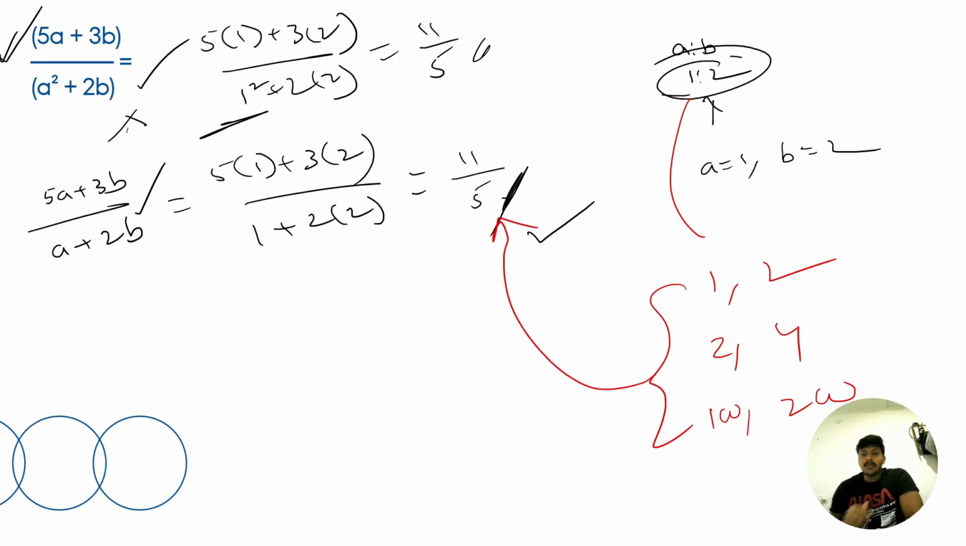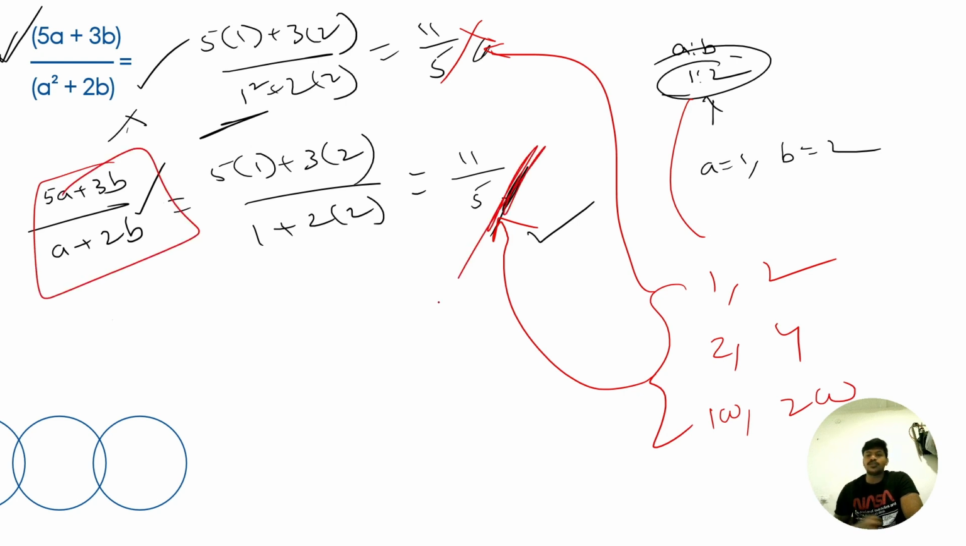If you want, you can check. But if you change the values here, you are not going to get the same number. That's why if I ask this one, the answer is 11 is to 5. But for this one, the answer is cannot be determined. Why? Let us check that one.